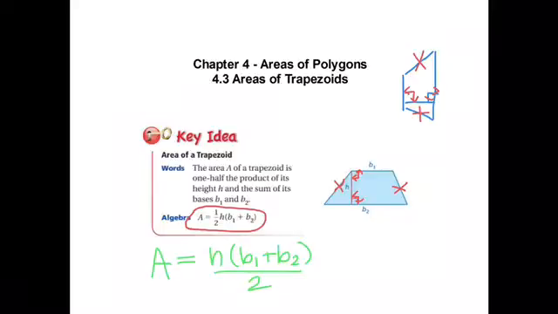In a third scenario, one of the sides of the trapezoid is the height. But again, when we look at that, the right angle is pointing to that side. So that'll help me identify the fact that it is a height. And then the bases are the top and the bottom. So we're going to use that formula to find the area of trapezoids.